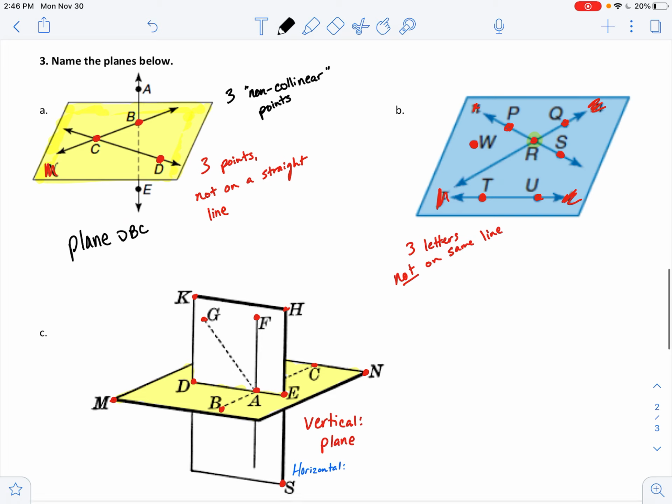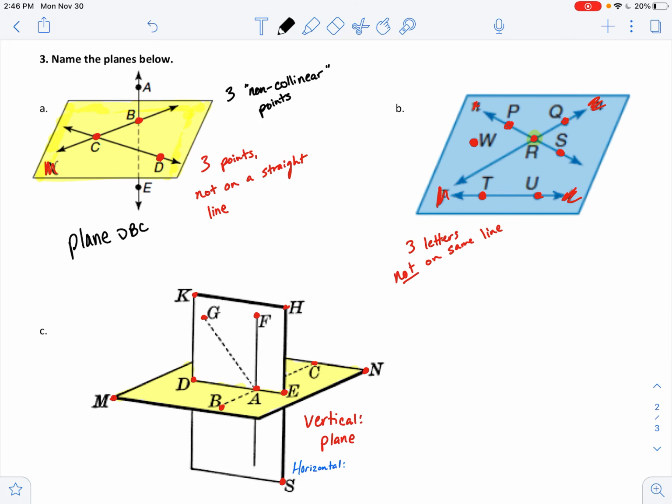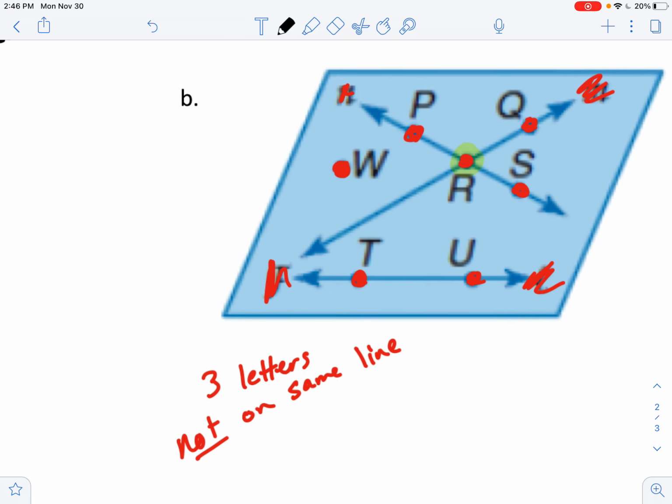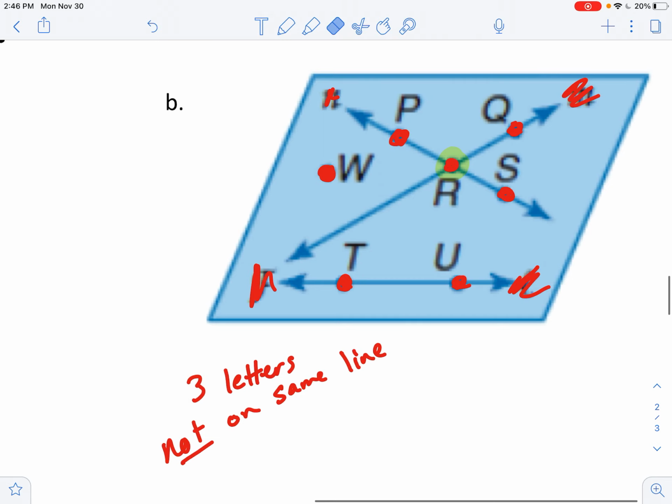Why don't you guys try? See if you can name this plane with 3 points that are not on the same line. I've got all my points highlighted there in red. What are 3 points that are not on the same line? So pause the video, try that, and then unpause it. So we should be done now, and I should be naming this plane.